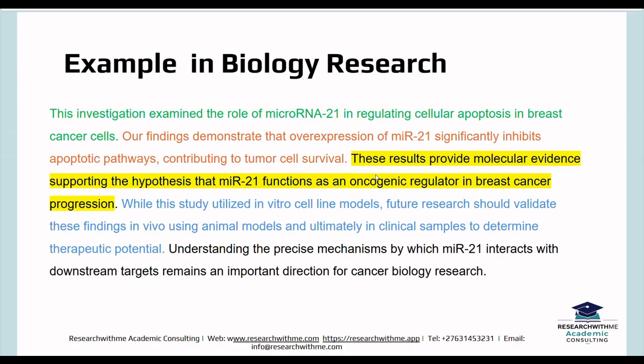So let's not waste much time on this. Let's look at an example here. The example we have on the screen states, this investigation examines the role of microRNA-21 in regulating cellular apoptosis in breast cancer cells. Our findings demonstrate that overexpression of MIR21 significantly inhibits apoptotic pathways, contributing to tumor cell survival.